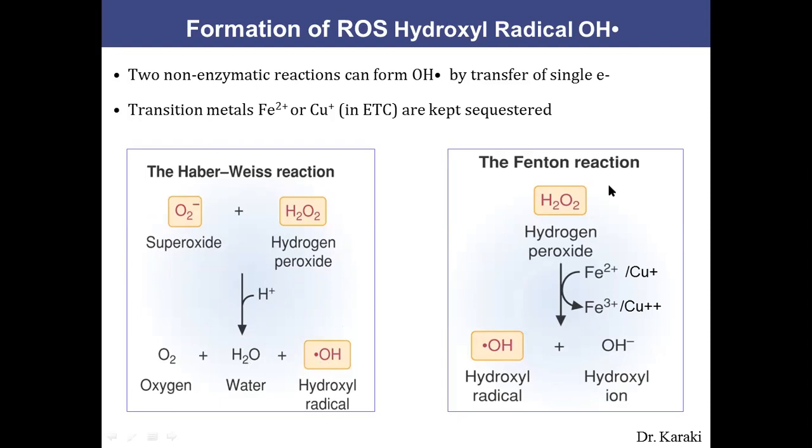Now, the Fenton reaction involves transition metals, Fe2+ and the cuprous ion. So what happens in this case? The hydrogen peroxide is broken in the presence of ferrous Fe2+ or cuprous Cu+ to form the hydroxyl radical and the hydroxyl ion, and of course Fe3+, the ferric, and the cupric ions.